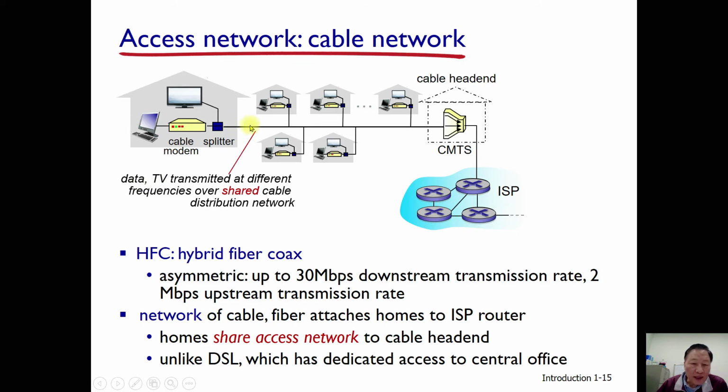Here, in terms of the signal, data and the TV signal are transmitted at different frequencies. Frequency division multiplexing, that technology is important here, and that is over this shared cable distribution network. And this is the cable modem termination system, at the cable head-end site here, and this is called CMTS. The acronym is CMTS. That is not important, and just for reference.